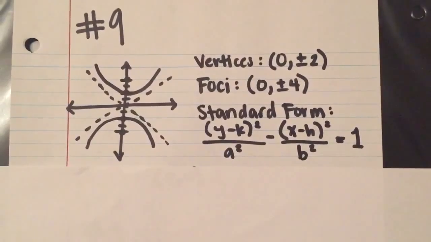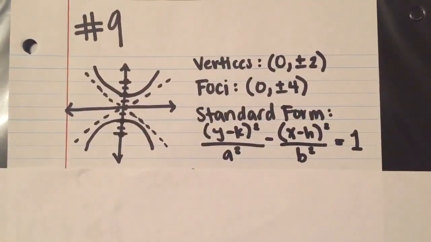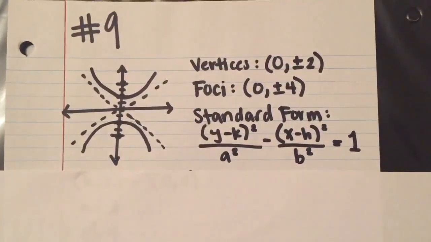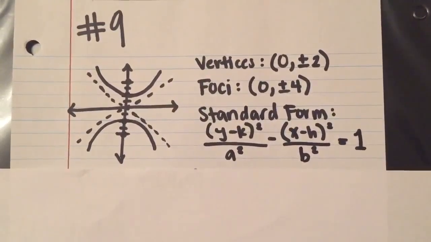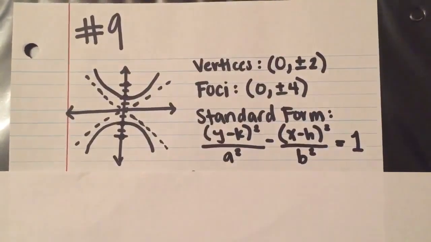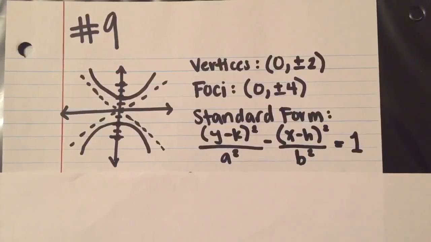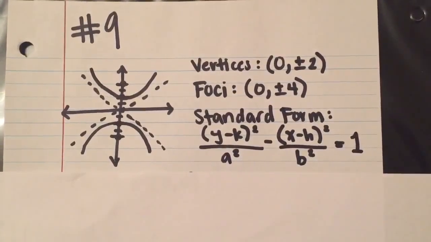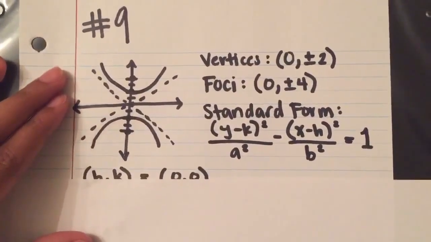So I chose to do question number 9, and in this question we were given the vertices of 0, plus or minus 2, and the foci of 0, plus or minus 4. And since our graph is vertical, we are going to use the standard form of y minus k squared over a squared minus x minus h squared over b squared equals 1.